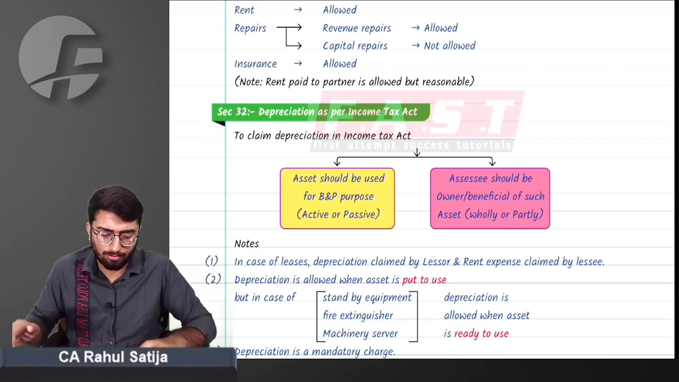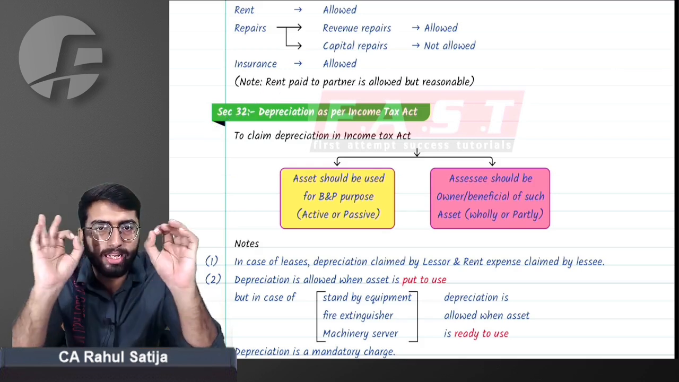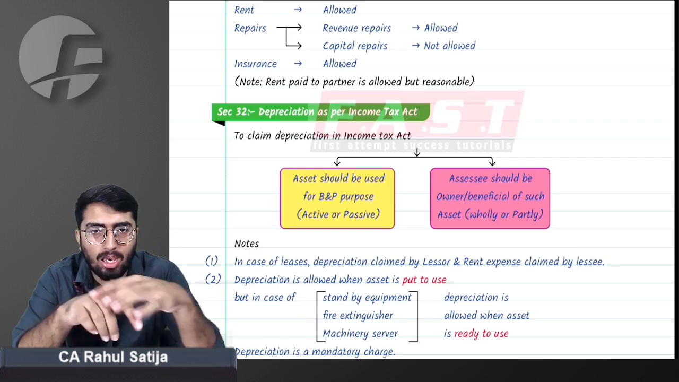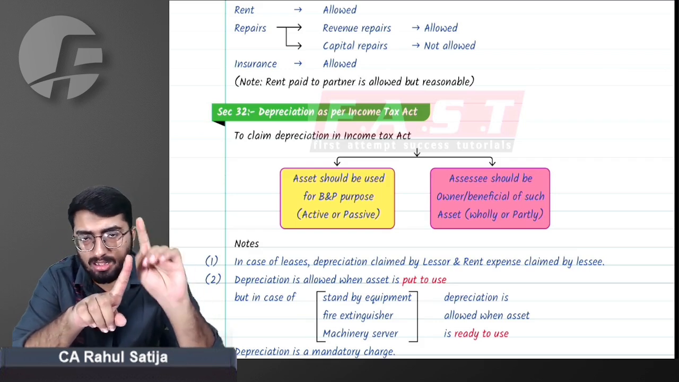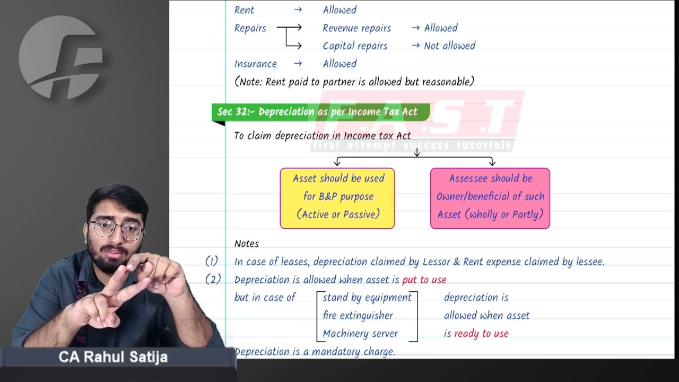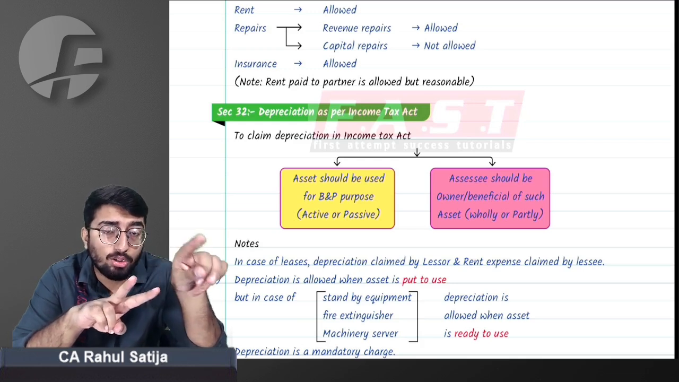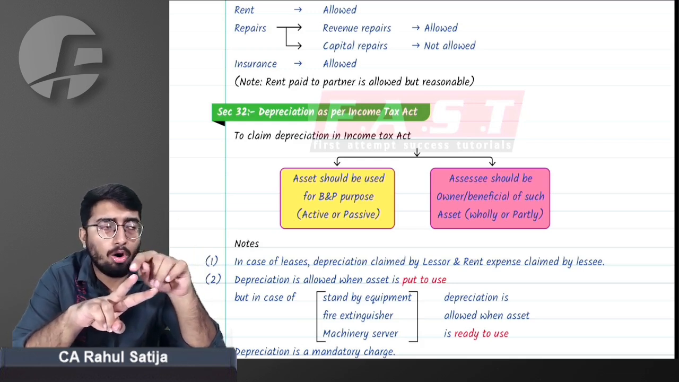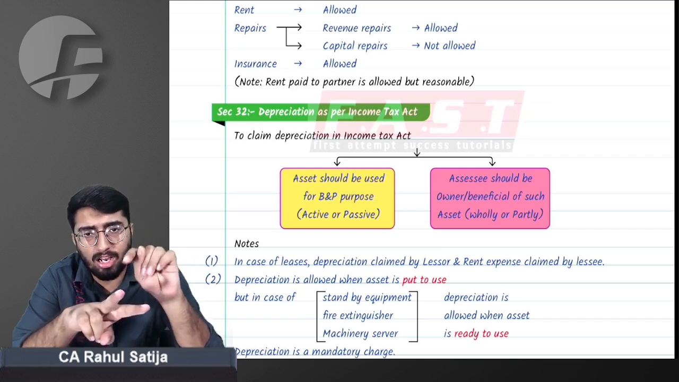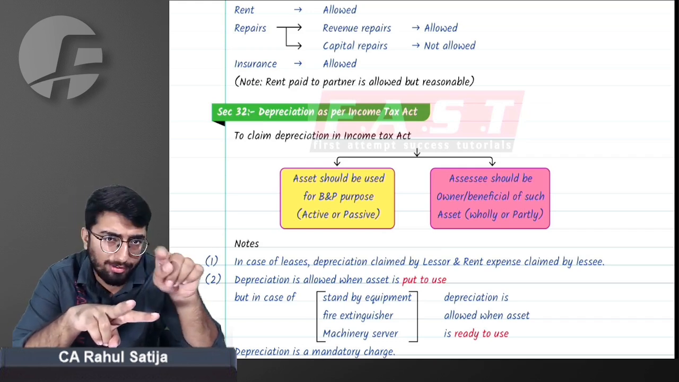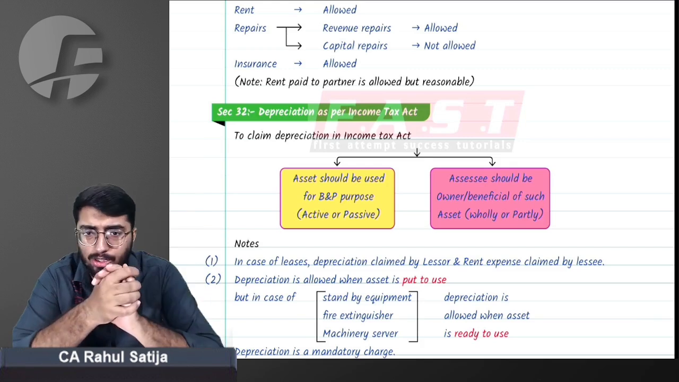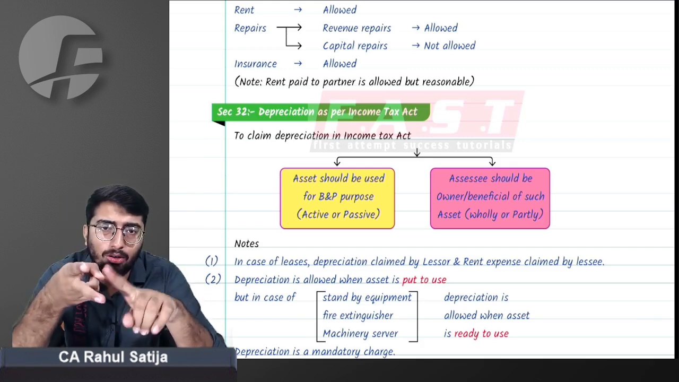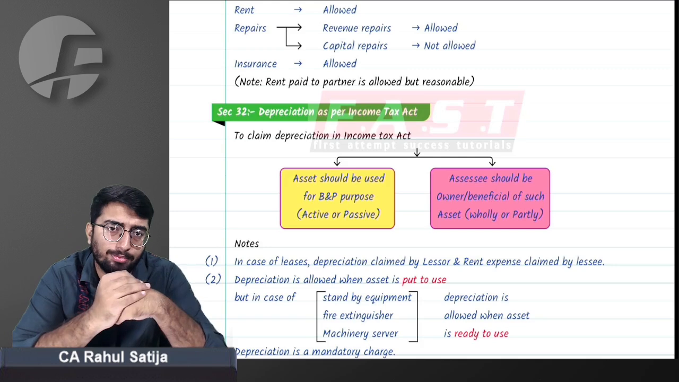Section 32, depreciation. So whenever you want to claim depreciation, you have to use that asset for business and profession. And second thing, you must understand that you have to be owner of that asset or the beneficial owner of that asset. Either you have to be owner or you have to be beneficial owner. Beneficial owner is the person who pays the consideration.